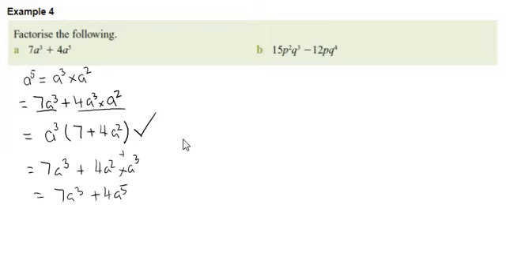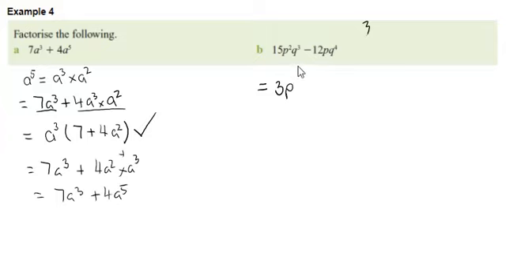Alright, now let's look at this one, which is by far the hardest one that we've actually looked at, but again, it shouldn't be too bad if we can pick out what's common. Let's deal with the numbers first. We've got 12 and we've got 15. So the number that goes into 12 and 15 is of course 3. So I can put a 3 at the front. Now let's look at the p's. I've got a p squared and a p. Well, I can't get a p squared from here. I can get a p from here, so p is going to be common.